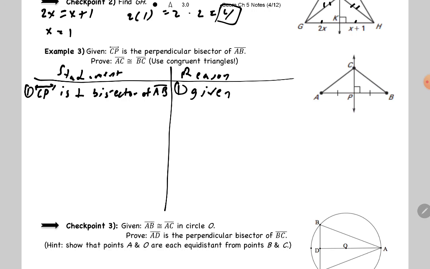So what does that mean? Okay, it means a few things. So perpendicular means right angles, so it makes right angles. So angle CPB and angle CPA are right angles.